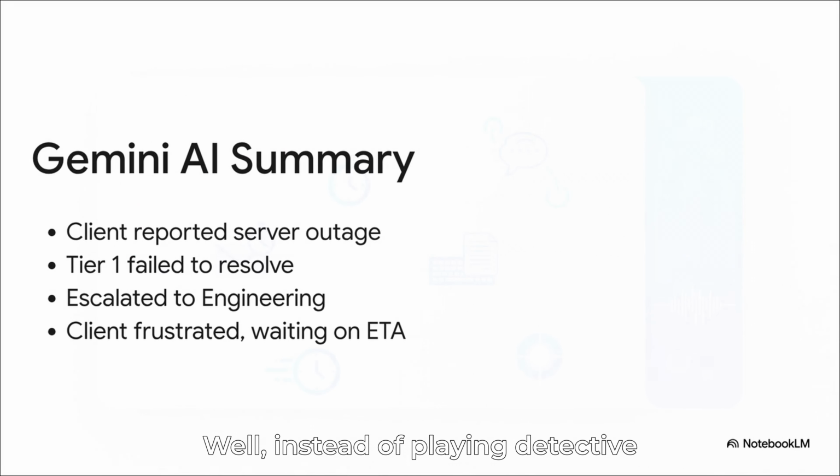Well, instead of playing detective and reading through 15 defensive, confusing replies, our IT engineer just clicks Summarize. And in seconds, the Summarize this email feature distills absolute chaos into clear, simple facts. Client reported an outage. Tier 1 failed. It's escalated to engineering. Client is waiting on an ETA. Boom, you get the exact context with zero emotional fluff.